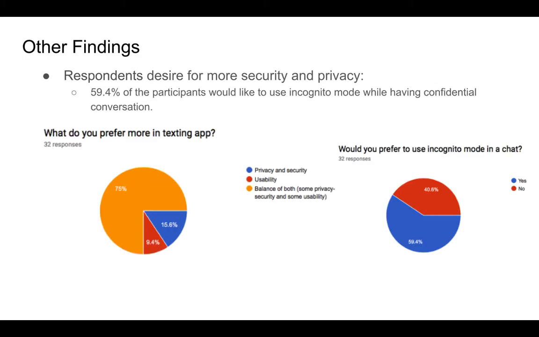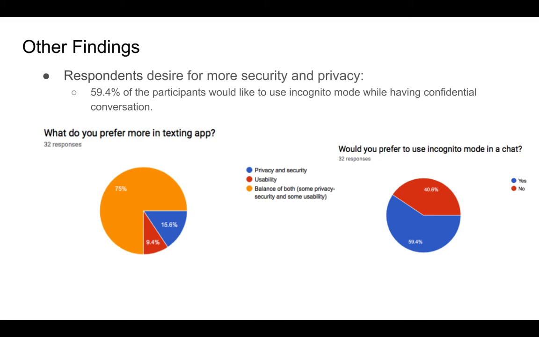Our other findings were also that respondents were overall fairly concerned with privacy and security, with most users stating that some mix of usability and privacy was preferred, although more users responded that privacy and security was more important than usability. The context of use of the application was also relevant for the user's privacy, and many users expressed the ability to use incognito chats.